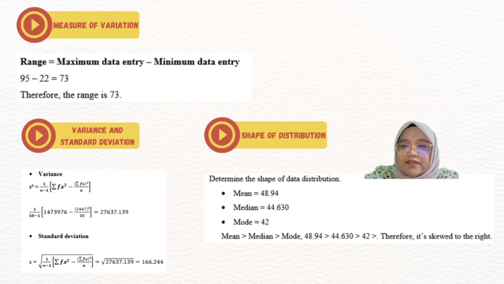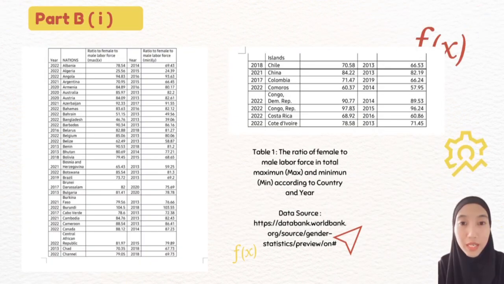For measure of variation, we use the range formula. The range is 73. For variance and standard deviation, the variance we got is 27637.139, and for standard deviation we take the square root of the variance and got 166.244. For shape of distribution, we got mean bigger than median, bigger than mode, so therefore it is skewed to the right.